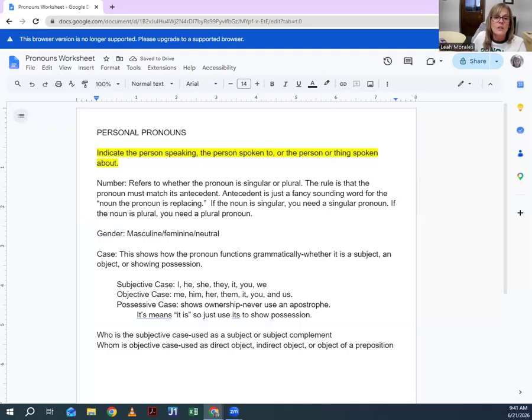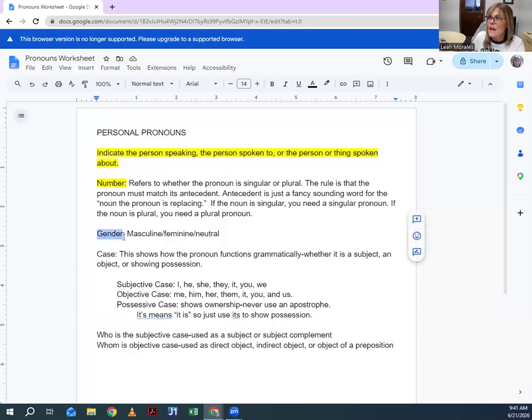And there are three characteristics to understand when using pronouns. The first one is number. How many people is this pronoun replacing? It refers to whether it is singular or plural. And the rule is that the pronoun must match its antecedent, which again is just the noun or nouns that the pronoun is replacing. If the noun is singular, you need a singular pronoun. If the noun is plural, you need a plural pronoun. You need a singular to replace one person, and you need a plural to replace a list of people. Okay.